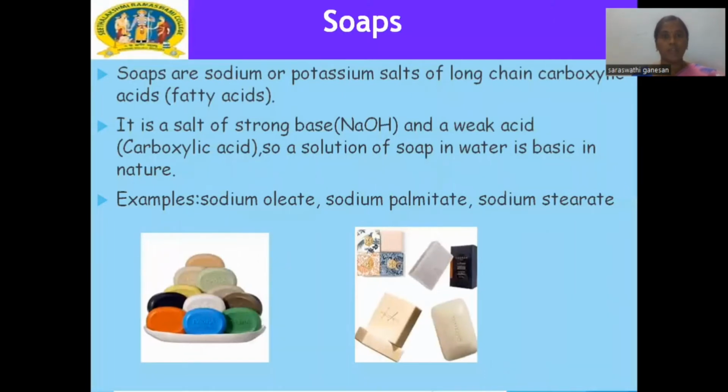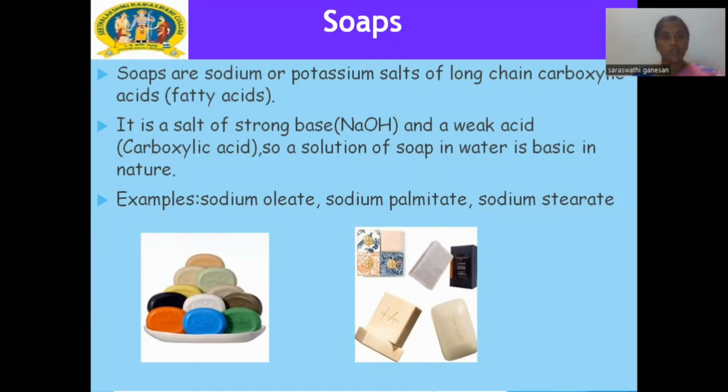First, we'll discuss about the soaps. Soaps are sodium or potassium salts of long-chain carboxylic acids. These long-chain carboxylic acids are called as fatty acids. They contain about 12 to 18 carbon atoms in the hydrocarbon chain. Soap is a salt of strong base, usually sodium hydroxide or potassium hydroxide, and a weak acid like carboxylic acid. Hence, a solution of soap in water is basic in nature.